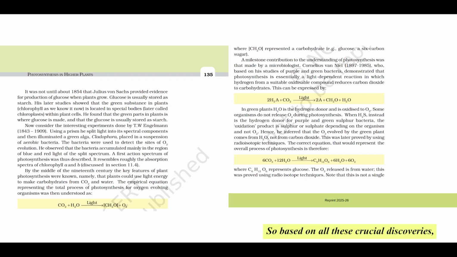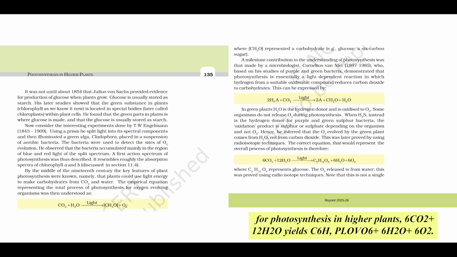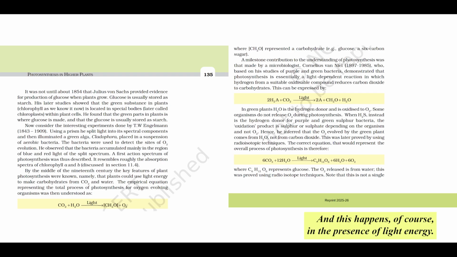Powerful stuff. So, based on all these crucial discoveries, we now have the universally accepted overall equation for photosynthesis in higher plants. 6CO2 + 12H2O yields C6H12O6 + 6H2O + 6O2. And this happens, of course, in the presence of light energy. This equation elegantly summarizes the inputs and outputs. You can clearly see the carbon dioxide and water going in, and then the glucose, the food, some water, and that vital oxygen coming out.